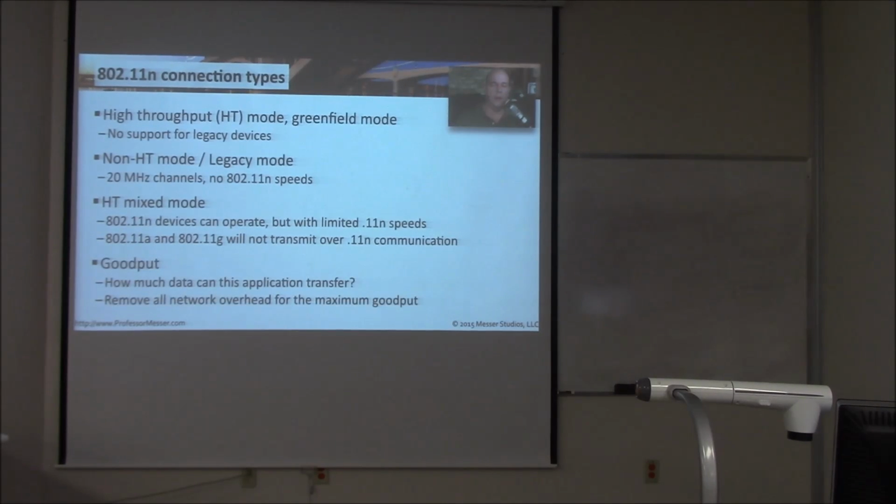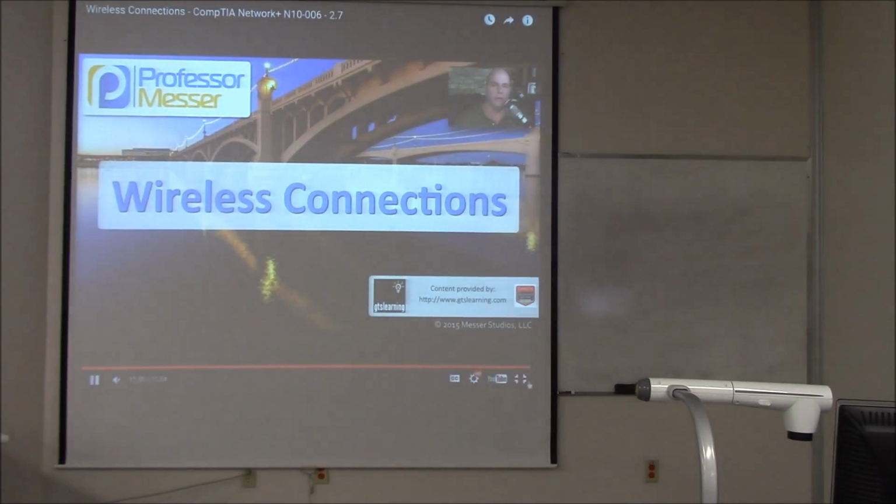With GoodPut, you are defining how fast the application can transfer the information. You're not worried about the network mechanisms or how fast the network is running. You're only interested in knowing the maximum throughput for your application. And when you look at throughput from an application level, we always refer to that as GoodPut.